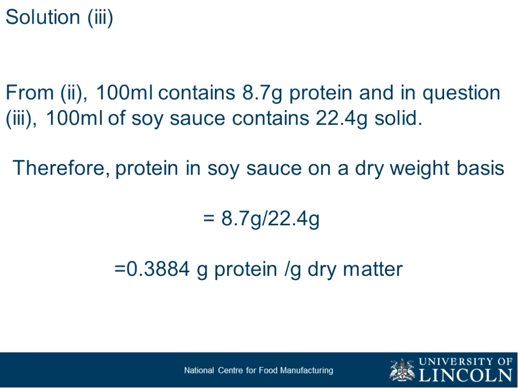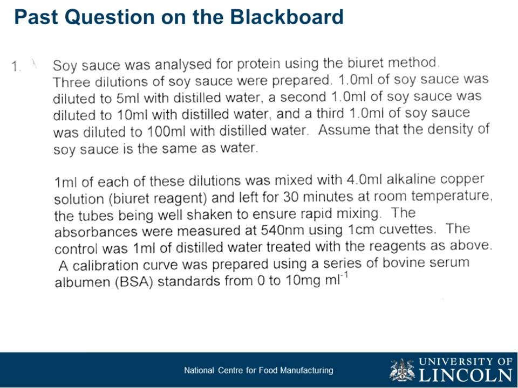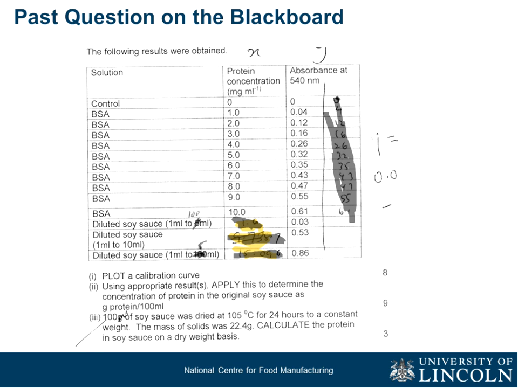Now, question number 3 says that if 100 ml of soy sauce was dried at 105 degrees Celsius for 24 hours to a constant weight, the mass of solid was 22.4 grams. Calculate the protein in soy sauce on a dry weight basis. Don't forget 100 ml. Now you can see the implication of this per 100 ml.